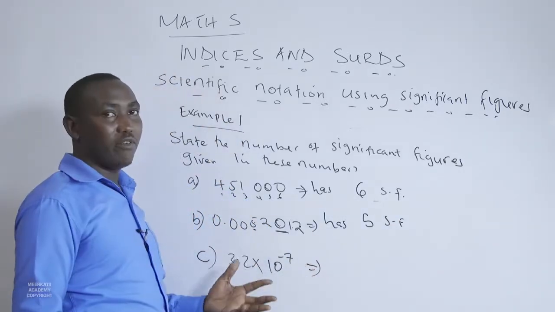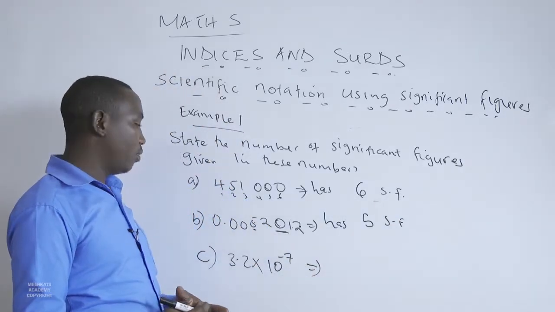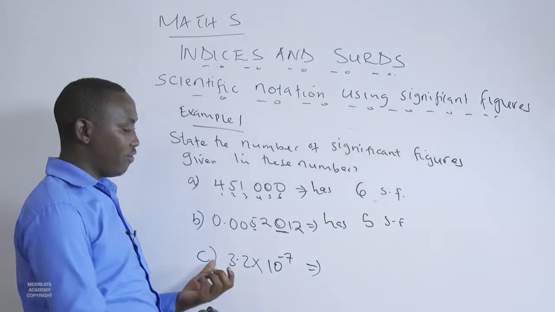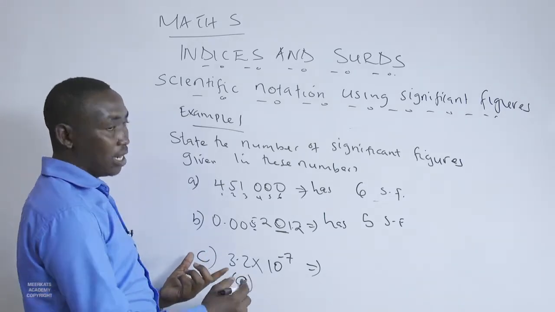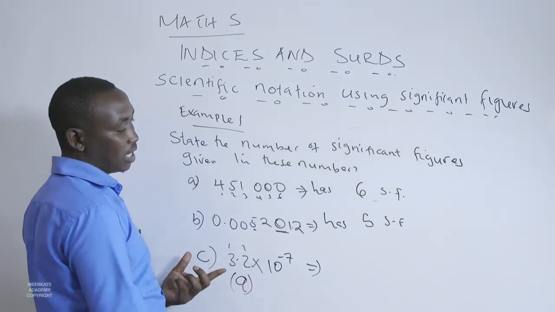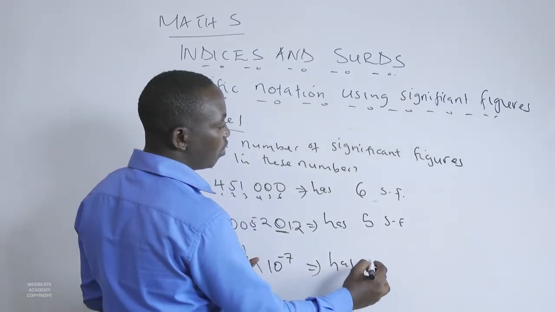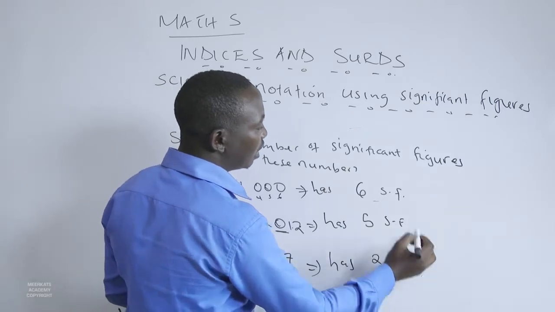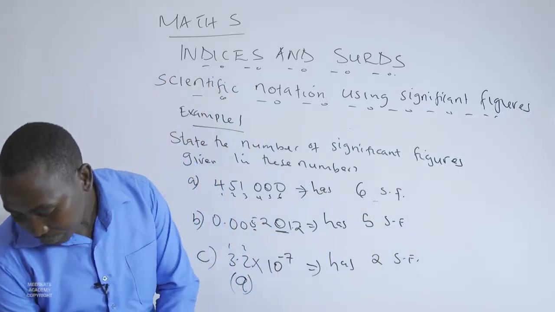What about when we have written them in scientific form? We said we simply count the values for A. In this case, we have 3.2, therefore this is 1, that is 2. So we'll say it has only 2 significant figures.